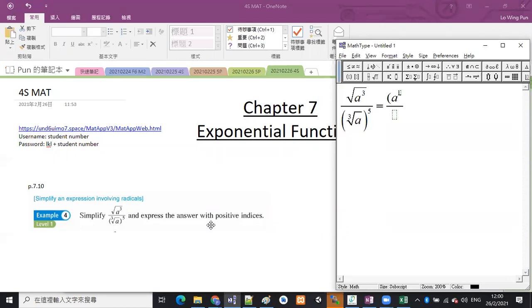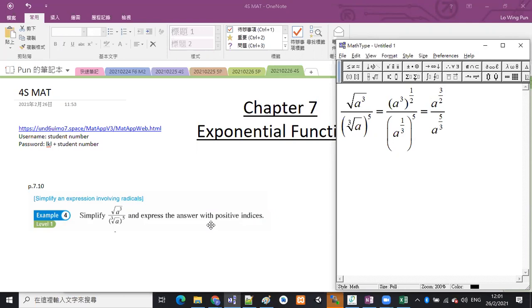So it becomes a cubed to the power 1 over 2. And then the cube root of a becomes a to the power 1 over 3. And then we still have power 5 here. When you have powers of powers, you just multiply the powers together first. So for the top part, we have 3 times 1 over 2. It becomes power 3 over 2. And then for the bottom part, we have 1 over 3 times 5. That is power 5 over 3.